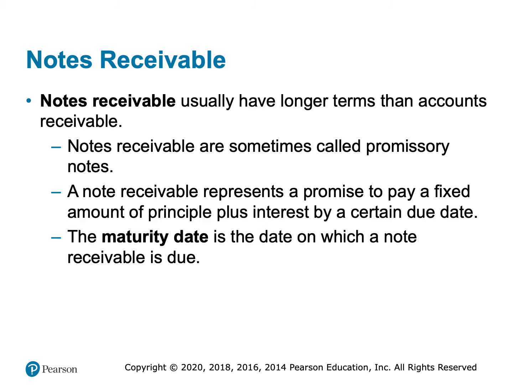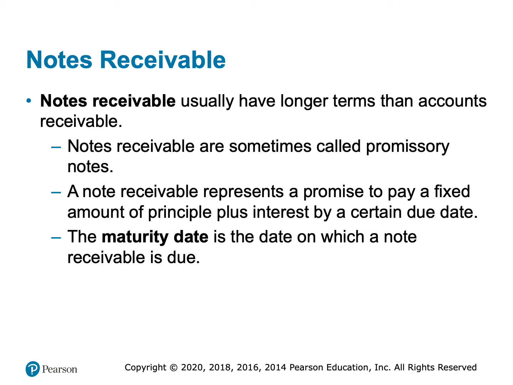Now, a note receivable typically has a longer payback term than an account receivable. Doesn't necessarily have to be long term. Remember, a year or less is a current asset. So it could be a 6-month note, it could be a 9-month note, it could be a 12-month note, those would all be current. You could have a 2-year note, a 3-year, a 5-year, a 30-year, a however many year note.